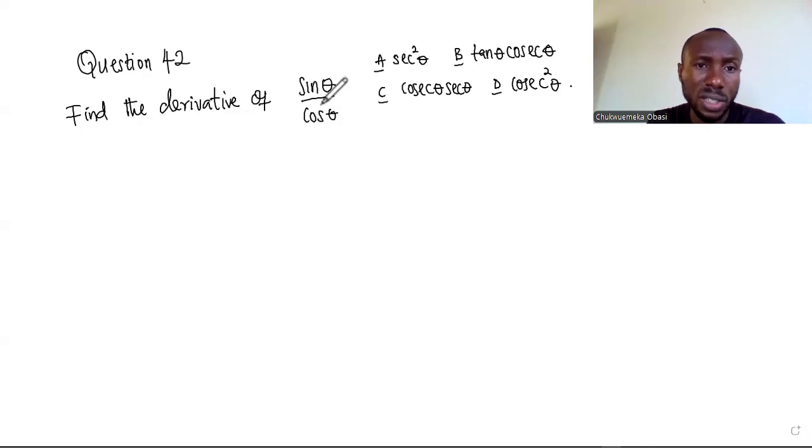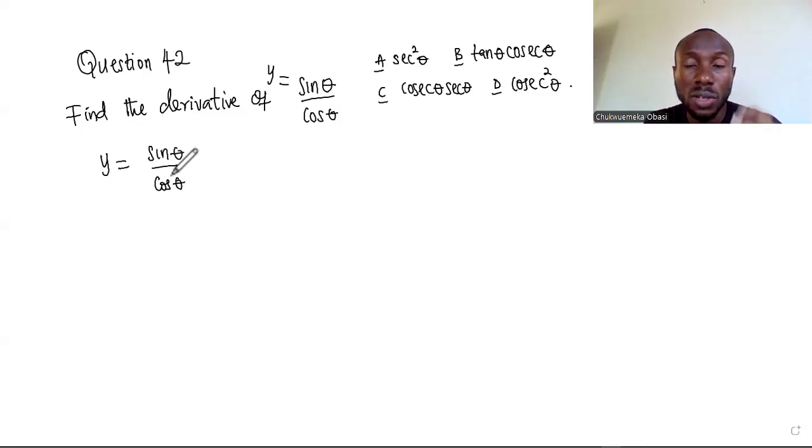So it says find the derivative of sine theta over cos theta. So first of all, I'll say let these guys be equal to y. It makes a lot of sense to me when I say that. And I have y is equal to sine theta upon cos theta. Now, naturally, if you want to differentiate a function like this, how do you differentiate it? You apply the quotient rule, right? You remember the quotient rule, right? Do I need to write it down again? Okay, let's just put it down.